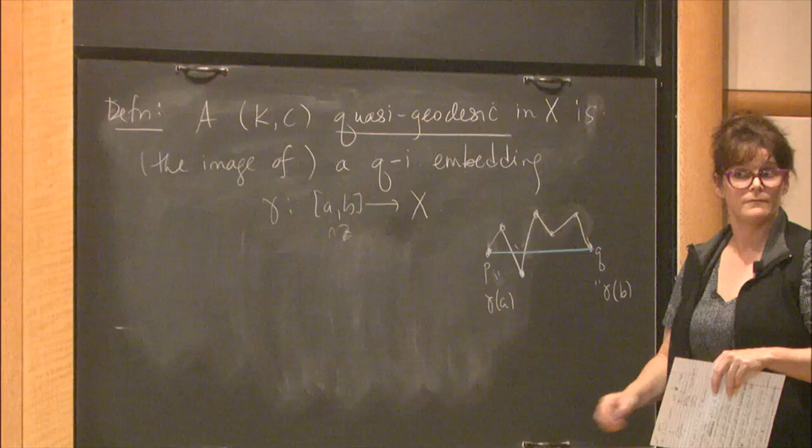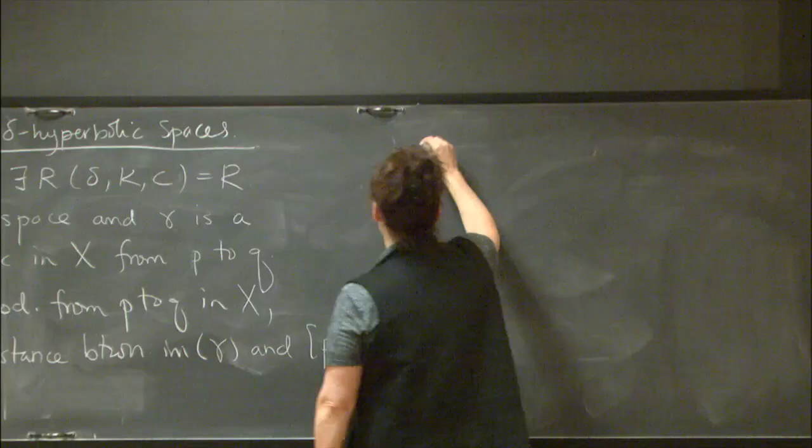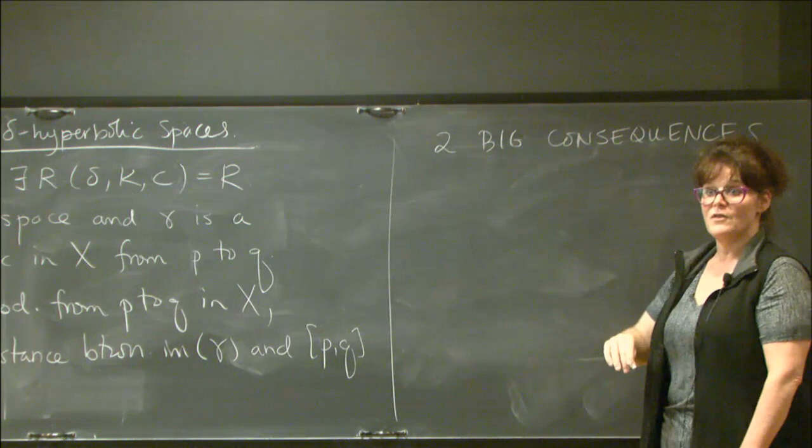All right? All right, so why is that the single most important property of hyperbolic spaces? Well, because it's powerful. So two big consequences, there's lots of them. In fact, almost every proof that you do about hyperbolic groups, this is lurking around somewhere in the background, but I'm just going to point out two of the big consequences.